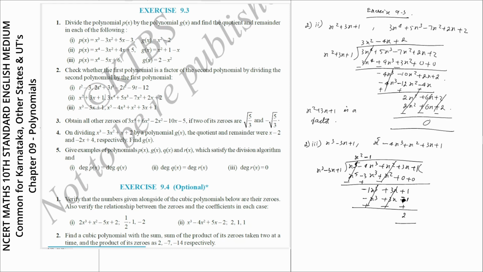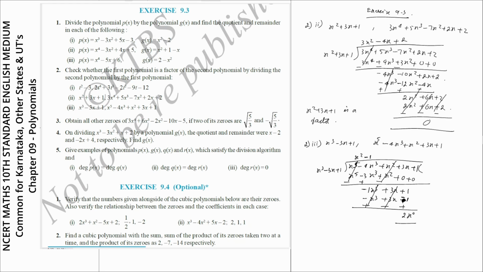Now I can't divide further. So 2 means it's actually 2 power of 2 into x power of 0. Okay. Now what is the degree of x here? Degree of x is 0. And what is the degree of the divisor? The highest degree. It is 3. X power of 3 is there.